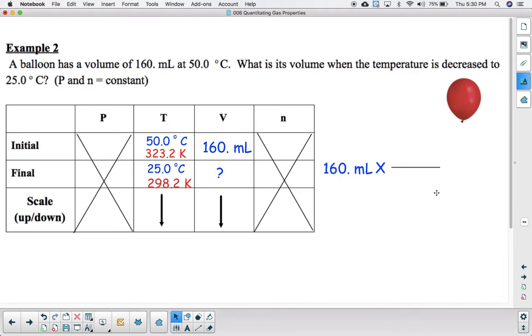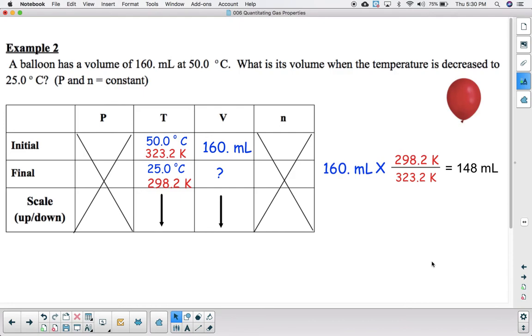and assembled in such a way that the 160 milliliters will in fact be smaller when I'm done. Because I want this conversion factor to make the 160 milliliters get smaller, I'm going to stack up my temperatures with the littler temperature on the top and the bigger temperature on the bottom, so that that represents a scale factor of downscaling by a factor of 298.2 Kelvin over 323.2 Kelvin.